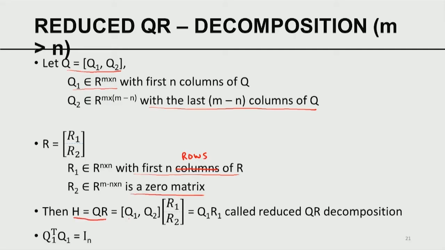So this is equal to Q1 R1 plus Q2 R2, but R2 is 0. Therefore, H is equal to Q1 R1. So H is equal to Q1 R1. This is called reduced QR decomposition. I do not have to build too many columns, too many zeros. And here the property of Q1 is that Q1 transpose Q1 is I_N. So that is the property of the submatrix Q1. Q1 is a rectangular matrix. It has M rows and N columns, and Q1 transpose Q1 is I_N.